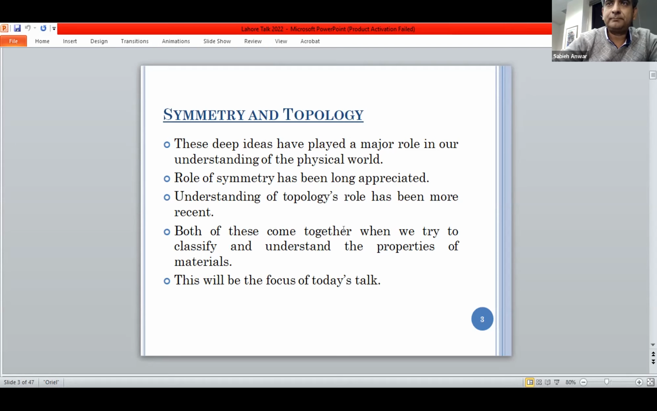Right. So topology's role is more recent, and the two come together when we classify and try to understand the properties of materials. That will be the focus of today's talk, and I'll try to convey the role of symmetry and topology in this regard.